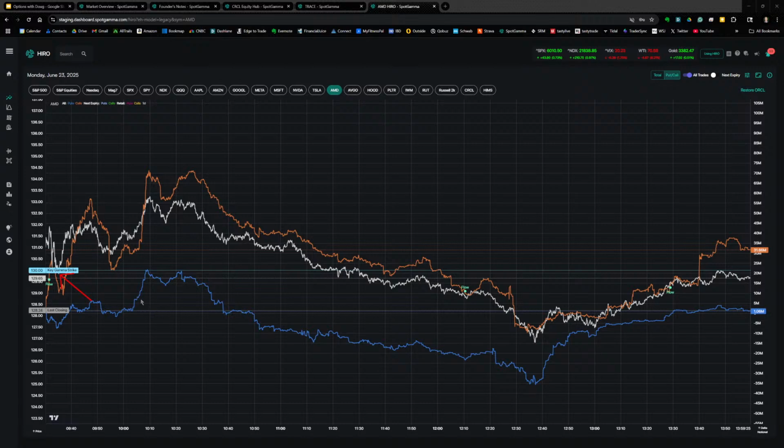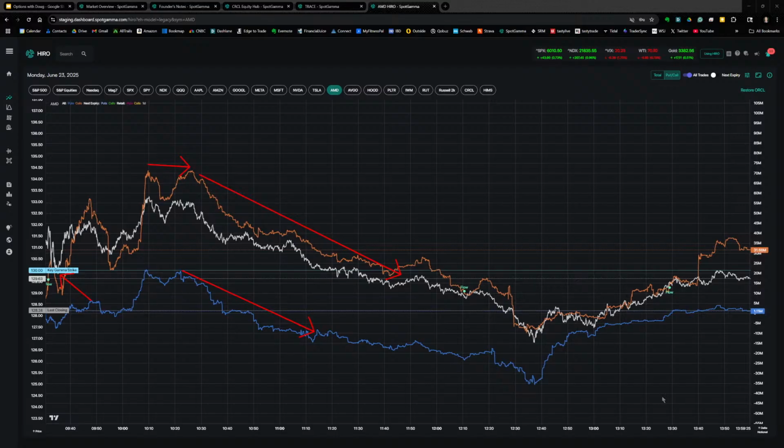Call buyers up and down, finally took their foot off the gas right around 10:10, started selling calls, buying puts, and that is bearish momentum. When both the orange line and the blue line move in the same direction, price moves lower. Finally found support right around 123.5. Then the call buyers and put sellers came back in, and now AMD is trying to recover. So let's go back to Bookmap.